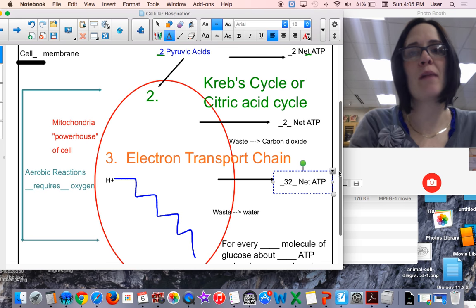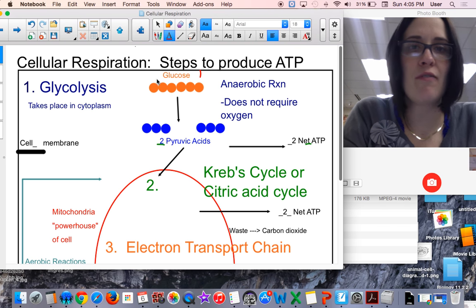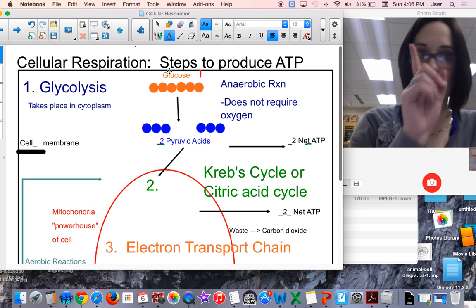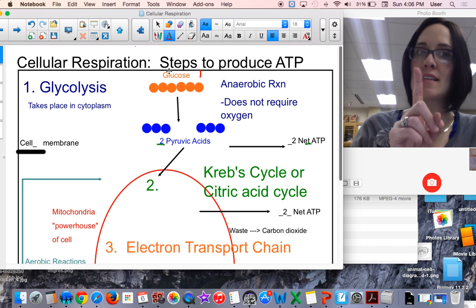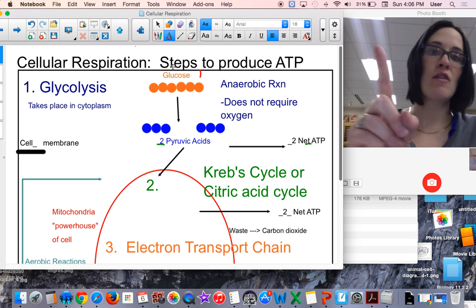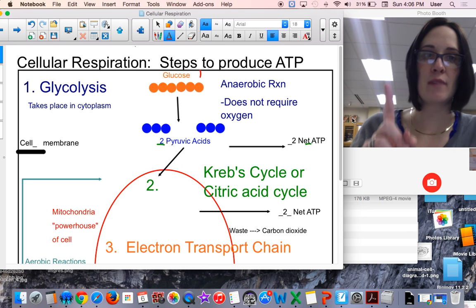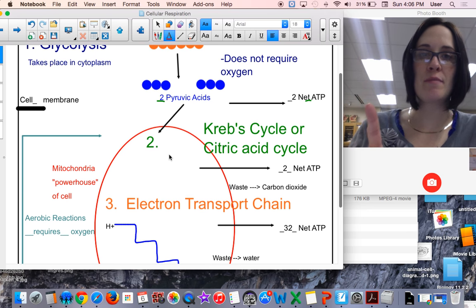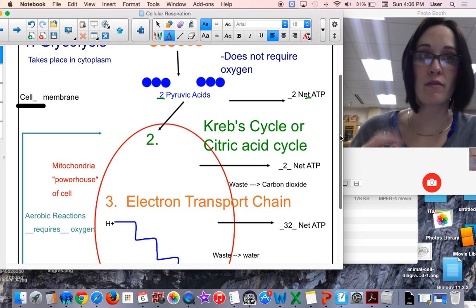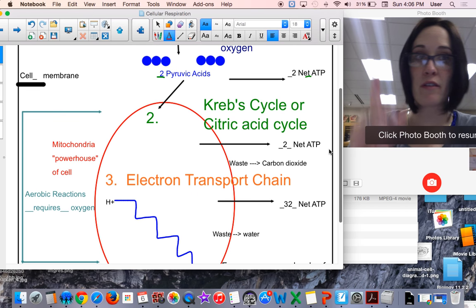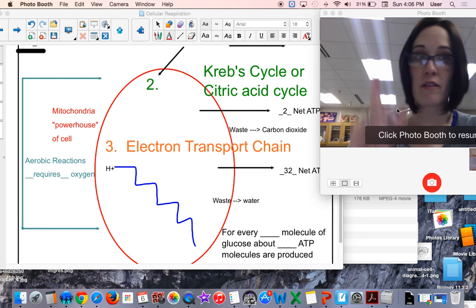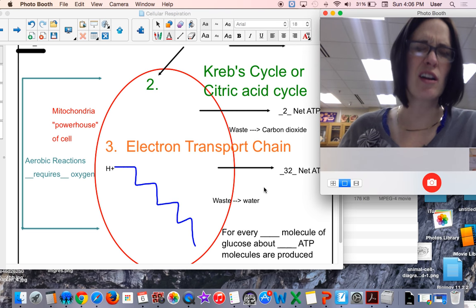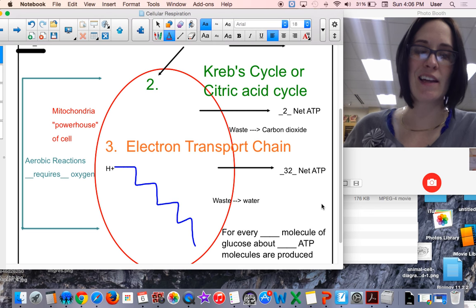So let's look up at the top here. We started off with one molecule of glucose, just one. It's one C6H12O6. It goes through glycolysis to produce 2 ATP. Then the pyruvic acids go to the Krebs cycle to produce 2 net ATP. So we have a total of 4 for every 1 molecule of glucose. Down here, the electron transport chain happens. We produce 32 net ATP.